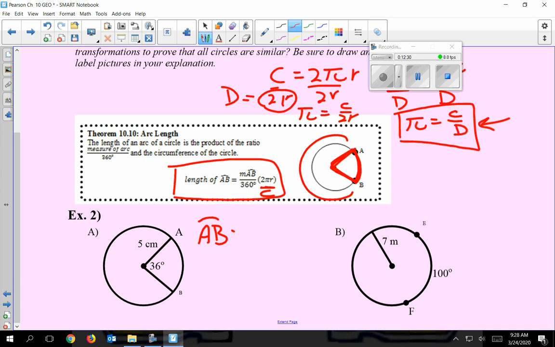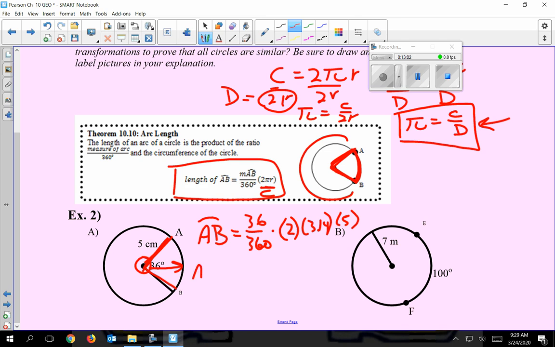I am told that the measure of arc AB is going to be 36, because these are going to be the same, because it's going from the center of the circle. So 36 over 360 times 2 times pi, so I'm going to make it 3.14, times the radius. In this case, they told me the radius is 5. Remember, the radius goes from the center to a point on the circle, okay?